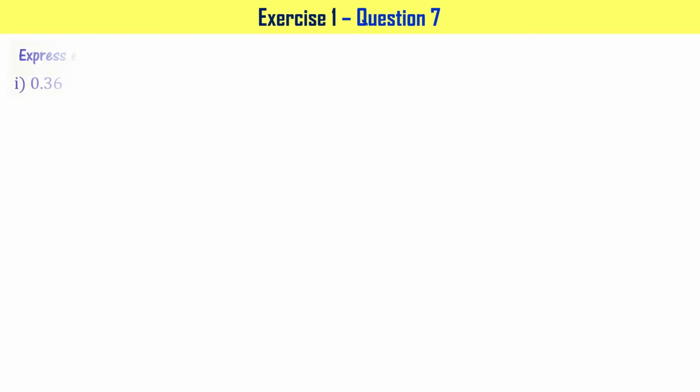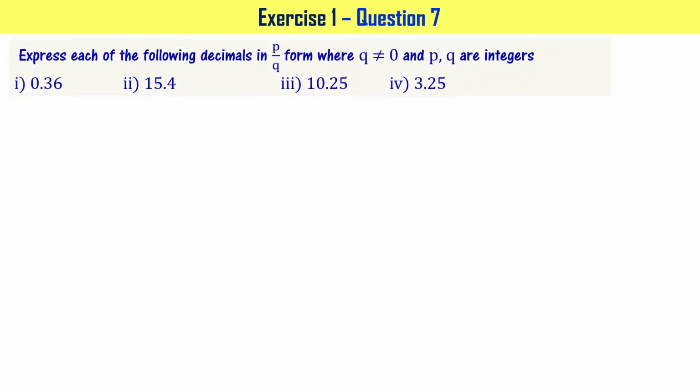Question number 7. Express each of the following decimals in p by q form, where q is not equal to 0 and p, q are integers. We are given 4 decimal numbers, right? We are asked to express those numbers in p by q form, or in their rational form, right? Let's look at the first problem, that is 0.36.